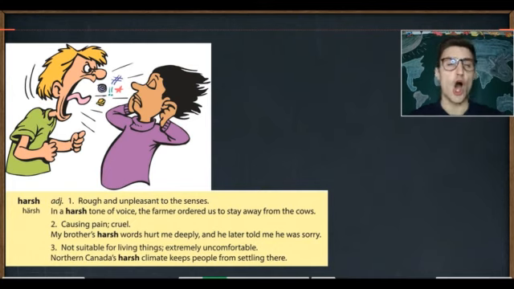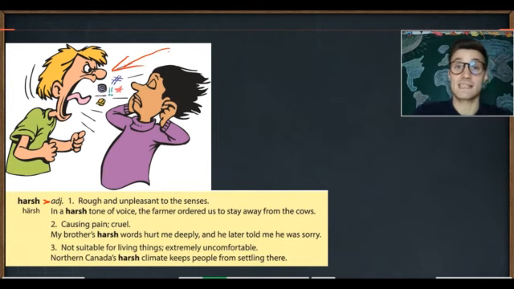Next up, it's harsh. Harsh, we can see, has 1, 2, 3 adjective meanings here. The first adjective meaning for harsh means rough and unpleasant to the senses. In a harsh tone of voice, the farmer ordered us to stay away from the cows. See, he is very harsh. It's very unpleasant to the senses.